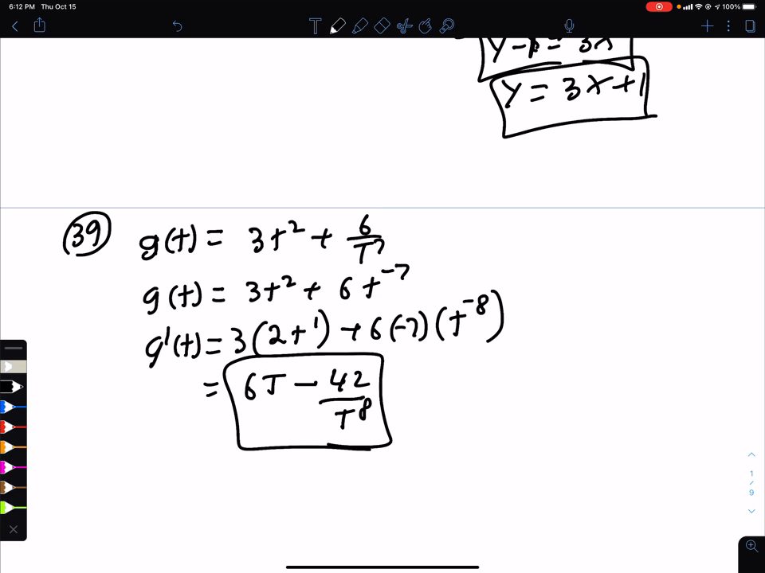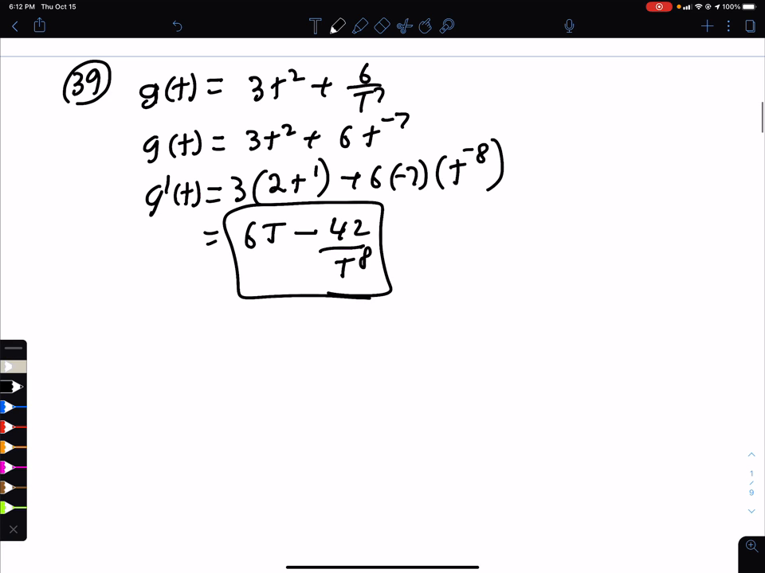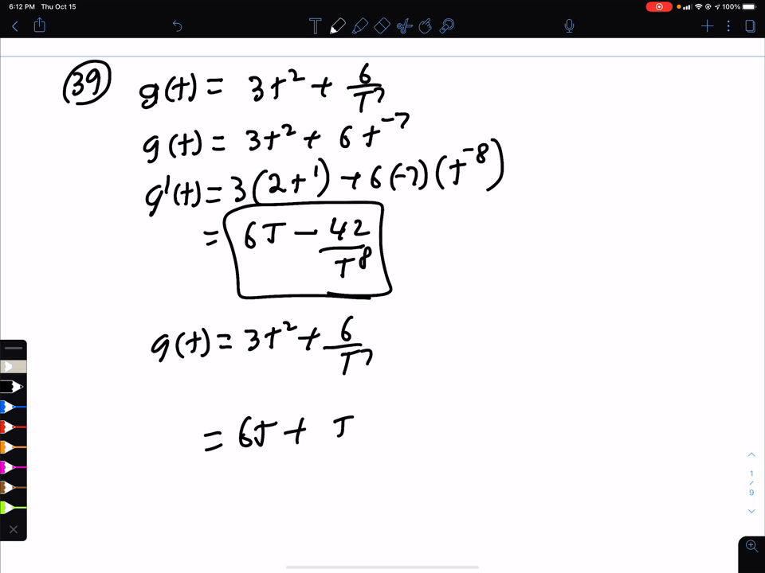Now, we can use the quotient rule if you want to. And so let me show you using the quotient rule, and you'll realize why it's wise to look to rewrite problems. It just makes life a little bit easier. Okay, the first one's easy. We know it's 6t. Let's use the quotient rule now. Low, d high, the derivative of 6 is 0, minus high, d low, the derivative of the bottom is 7t to the 6th, over low squared.